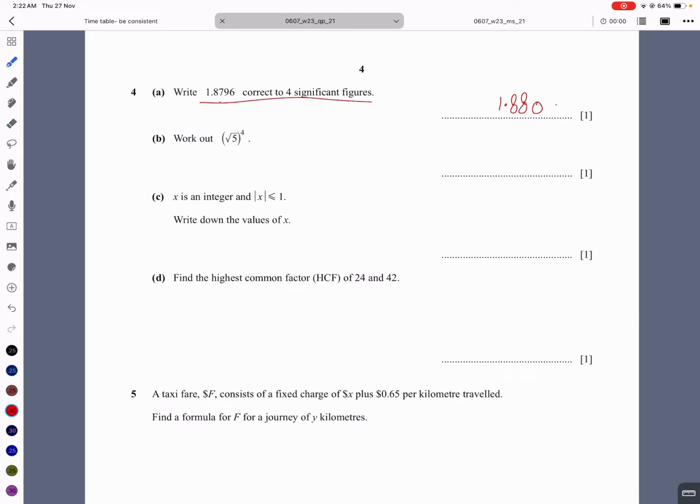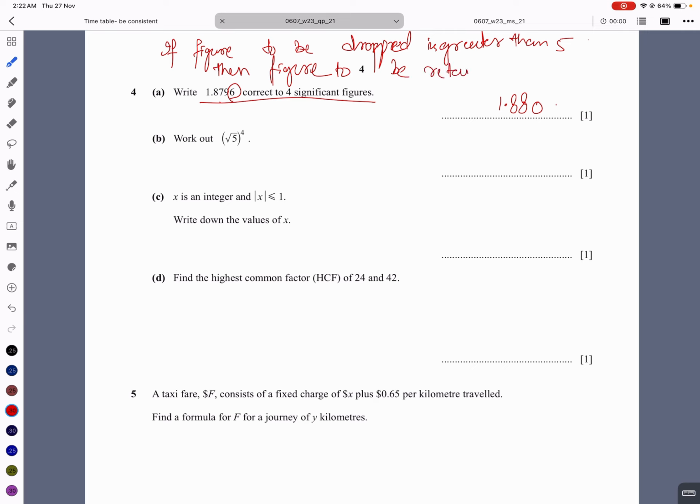There are rules for significant figures. Let me tell you which rule will apply over here. If the figure to be dropped is greater than 5, now I want to drop this figure. Is it greater than 5? Yes. Then the figure to be retained is increased by 1. So if you retain 9, 9 plus 1 is 10, so we will take 79, add 1 to it, and it will become 80.